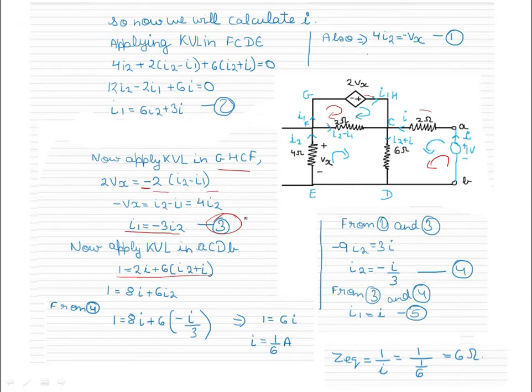And now by solving all these equations, 1, 2, 3, you will find that I is equal to 1 by 6 ampere. You can pause this video to see how this I is derived, because this is all mathematical operations only. So now I is equal to 1 by 6 ampere, and as we know Z equivalent is 1 upon I. Therefore 6 ohm is the equivalent impedance between the terminals A and B when the network contains a dependent voltage source. So this is how you're going to deal when there are dependent voltage or current sources.